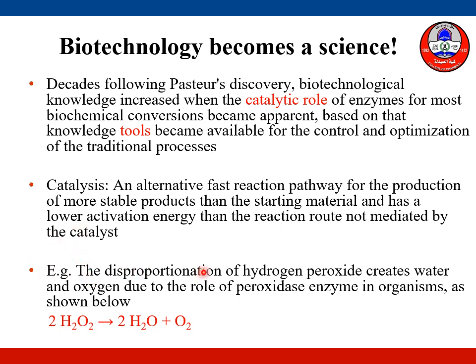فالexample اللي عندنا مثلا disproportionation of hydrogen peroxide creates water and oxygen due to the role of peroxidase enzyme in organisms as shown below. فإذا عندي 2H2O2 راح ينطيني 2H2O plus oxygen بوجود peroxidase enzyme. طبعا هذا البيروكسيديز enzyme ما راح ينتهي بهذا التفاعل، ممكن يستخدم بتفاعل آخر وتفاعل آخر.